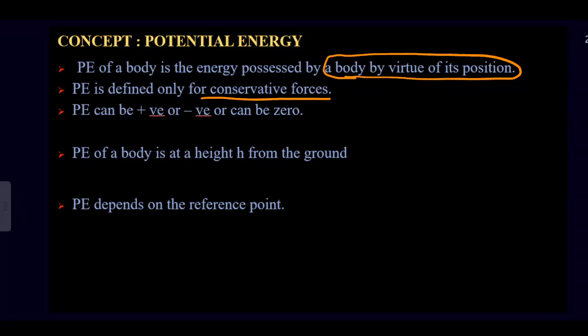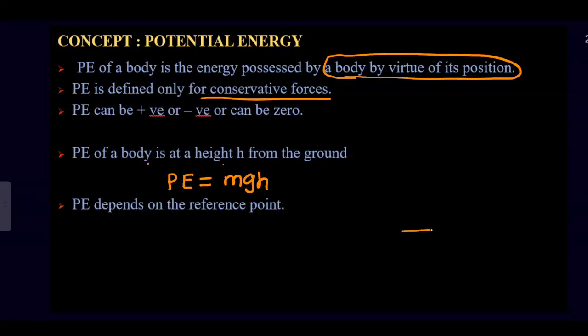Potential energy is defined only for conservative forces. For non-conservative, we cannot define the potential energy. And potential energy may be positive, may be negative, and zero also. If we have a body at a height h from the ground, the potential energy, given as Pe, at a height of h, we can say is mgh.